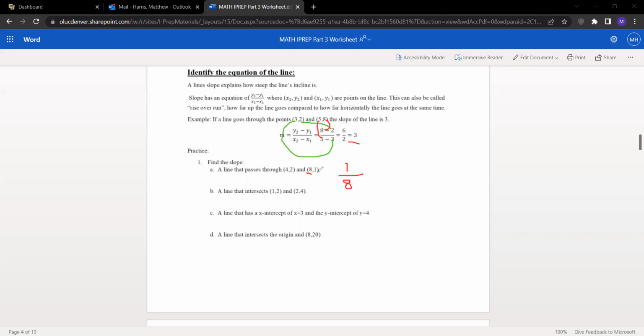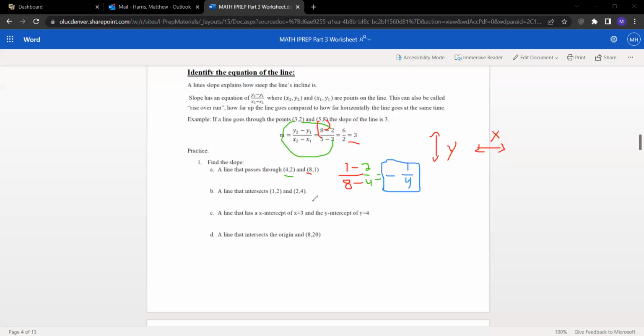Remember, it's rise over run. So rise implies up and down, and run is x, side to side. So rise over run, we have 1/8. And then we look at our other numbers, 4, 2. So 1 minus 2 over 8 minus 4 equals -1/4. So our slope is -1/4. That's simple. Let's go ahead and try it again.